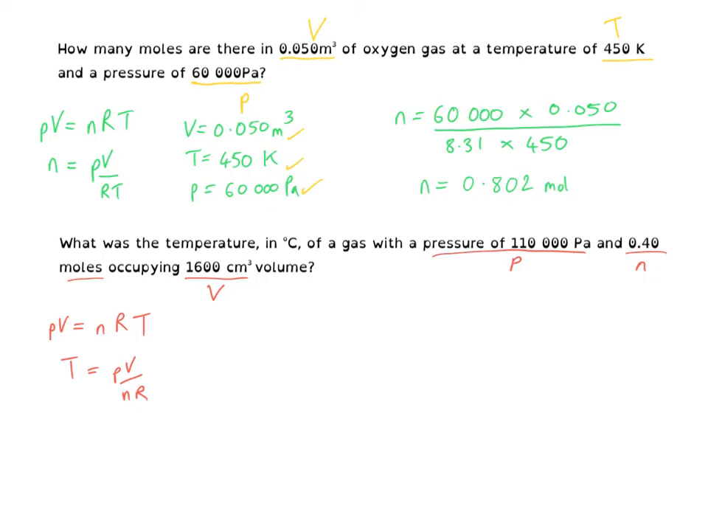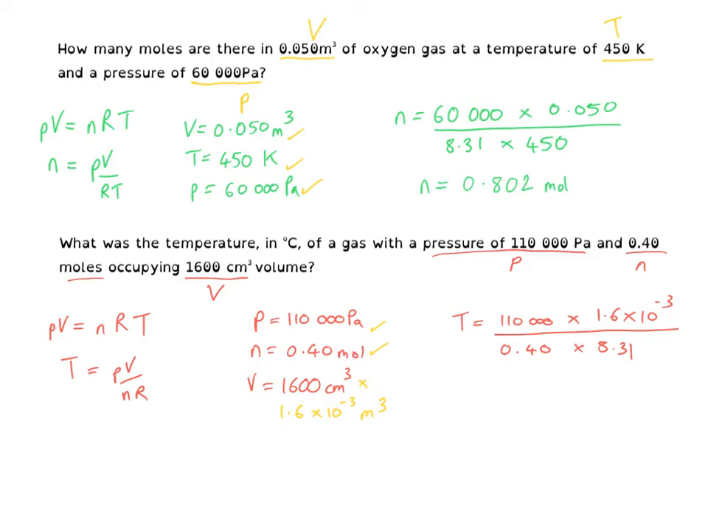We write down our quantities, and then we take a moment to look at the units. And this time we find out that the volume is not in the SI units that we need, it's in cubic centimetres, so we need to divide that by a million and get the correct number of metres cubed. So dividing 1,600 by a million, we get 1.6 times 10 to the minus 3 cubic metres. And so we plug those numbers into the equation and we get a temperature.